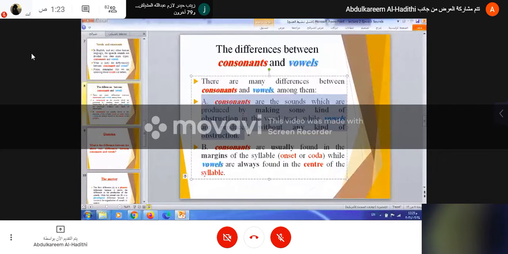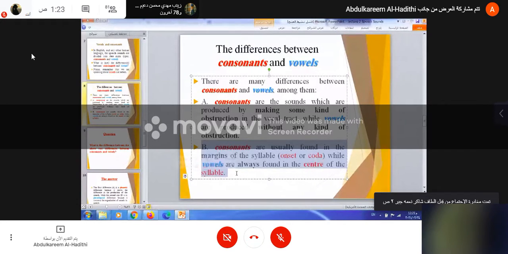Consonants are produced by making an obstruction in the vocal tract, and vowels are produced without making an obstruction in the vocal tract. This is the main difference between consonants and vowels. Another difference: in the syllable, the vowel is usually in the center and the consonants are in the margins.